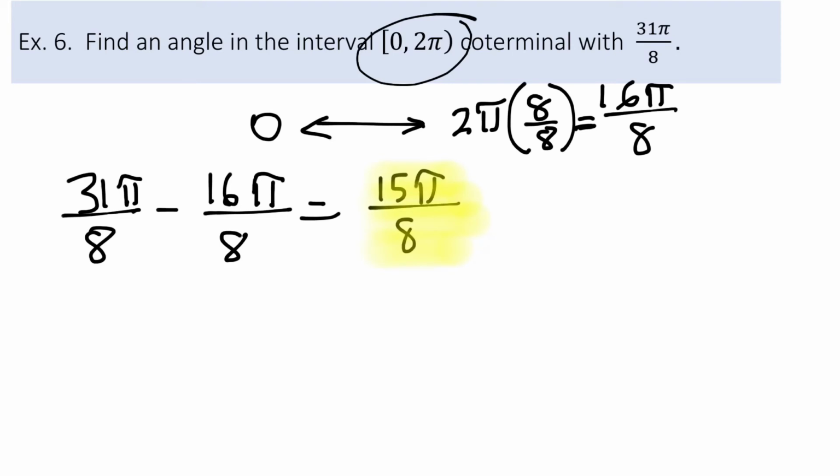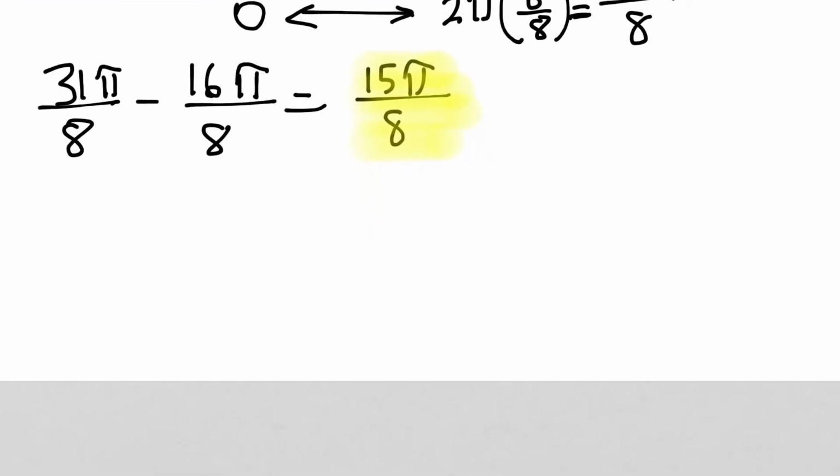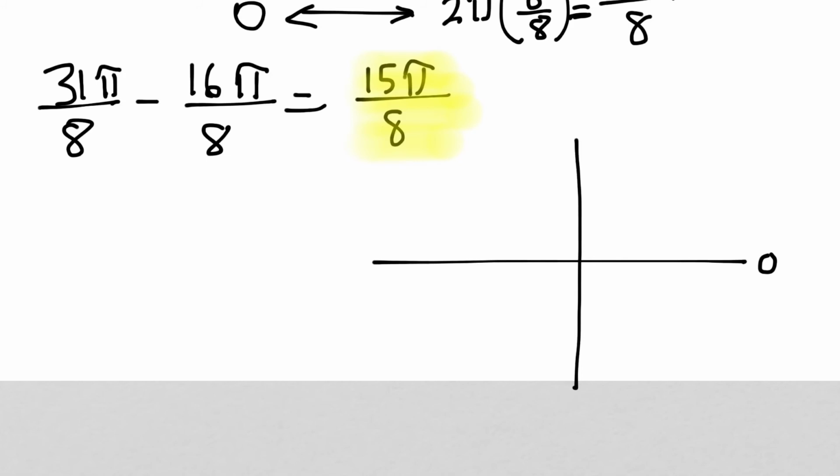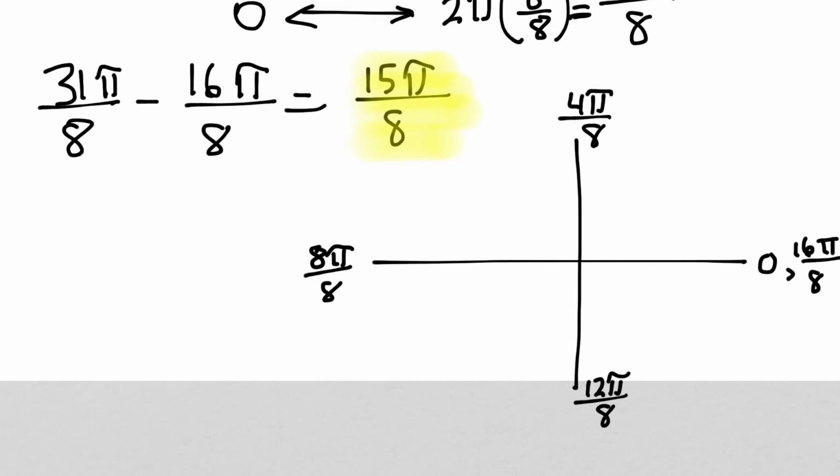Now let me show you what that means on a diagram. If I've got my regular system here, let's do it in terms of eighths. So 0, which is the same thing as 16 pi over 8, we've determined is 2 pi. That would be one full revolution. This would be half of a revolution, 8 pi over 8. And half of that would be 4 pi over 8. So every time I go 90 degrees, I've gone 4 eighths. If I add 4 eighths to 8 eighths, that's 12 eighths. So I've got everything written in terms of eighths so I can see this better.